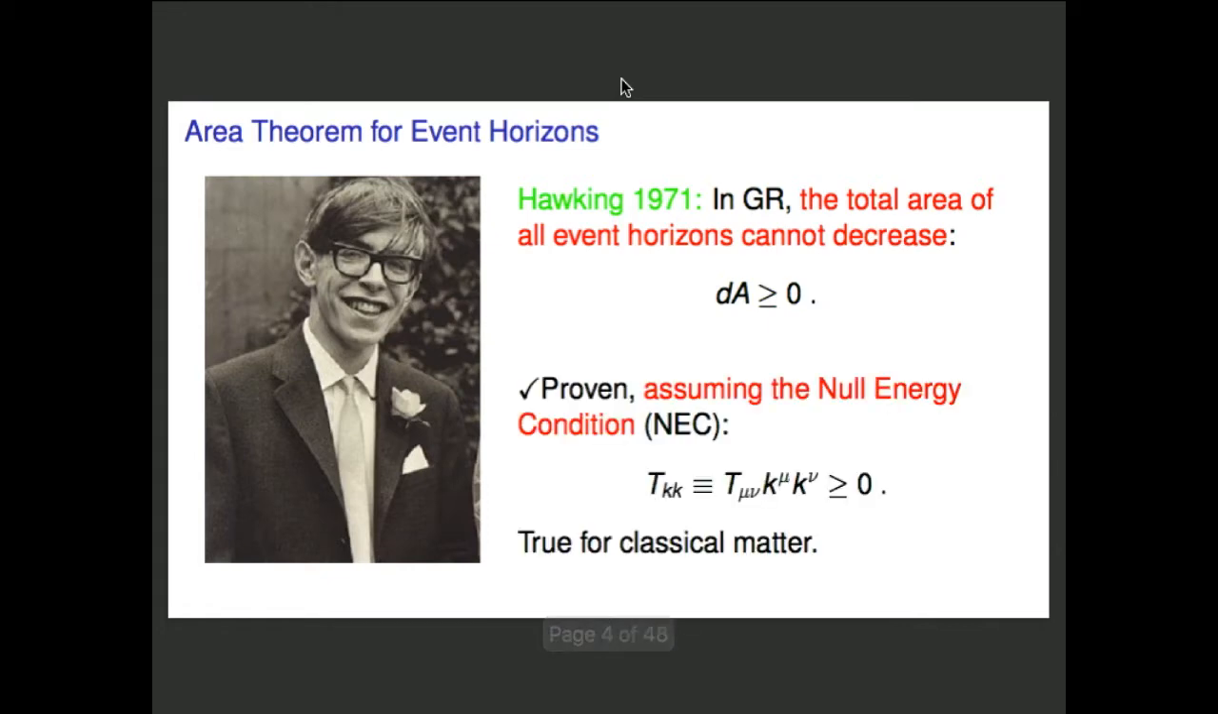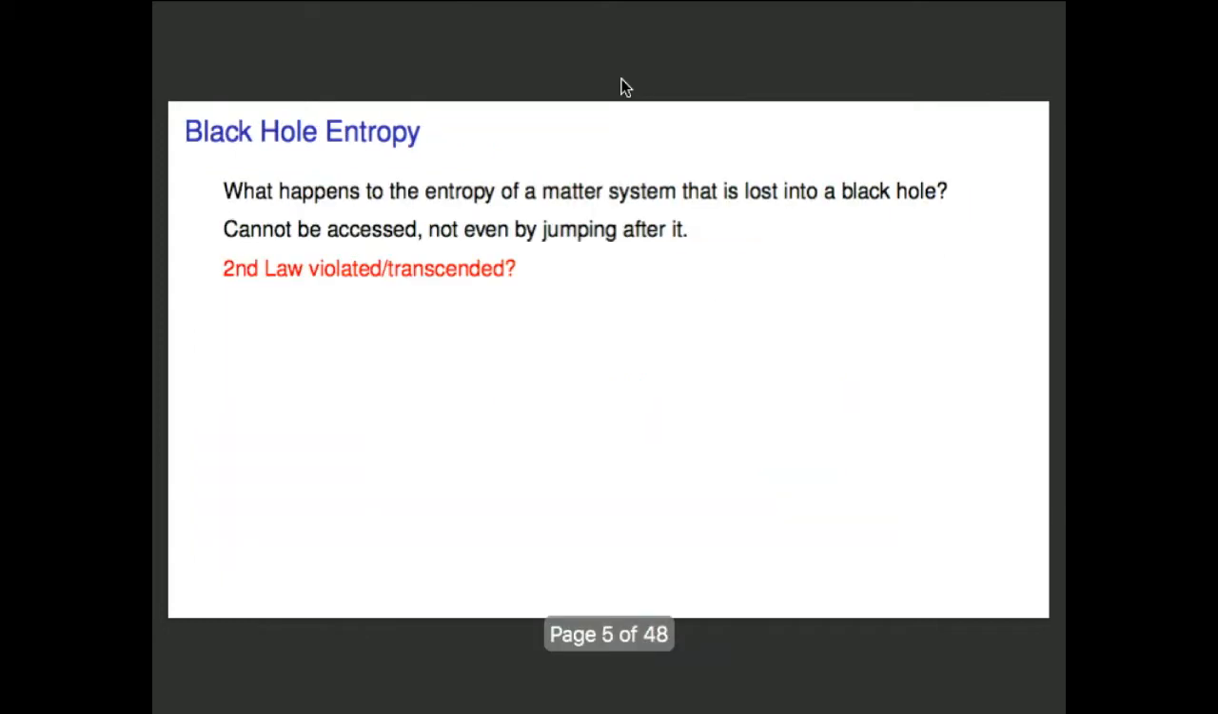So just to review this, Stephen proved this theorem in 1971, and like all theorems, it uses some assumptions. And here a key assumption is the null curvature condition, or if you use Einstein's equations, the null energy condition, that the stress tensor twice contracted with a null vector that generates the horizon is non-negative. And this is, of course, true for you and me and everyday objects that we see.